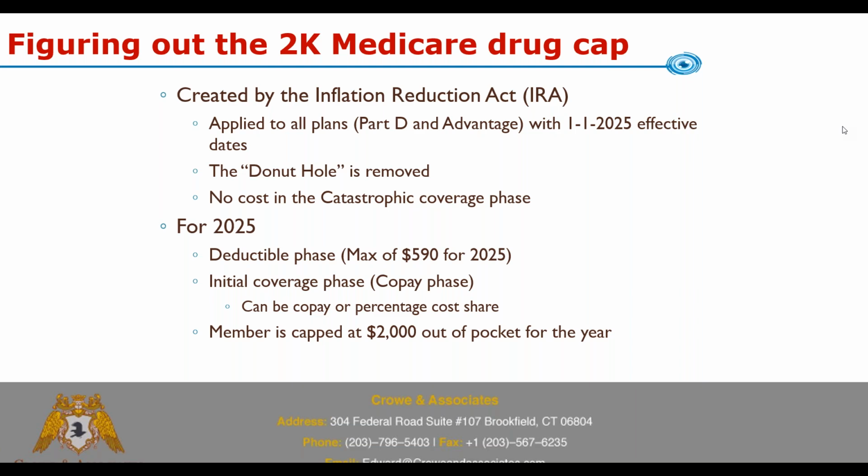Then the big benefit, so to speak, is that the member for 2025 is capped at $2,000 out-of-pocket costs for the year. Whether they have a deductible on their plan or not, then they go into the copay phase, whether they're paying copays or co-insurance. Regardless, once they get to $2,000 out of their pocket, they are covered in full for the rest of the year. There is no catastrophic level with cost sharing at that point.